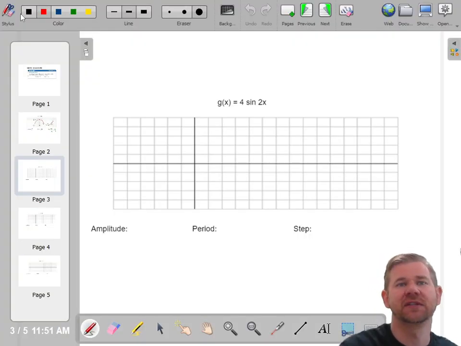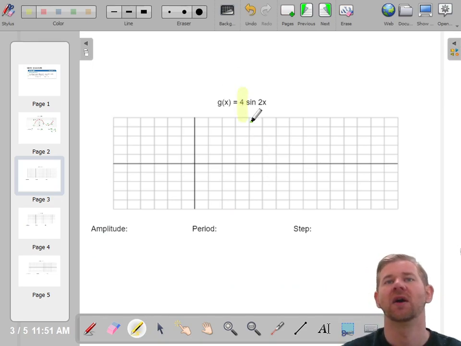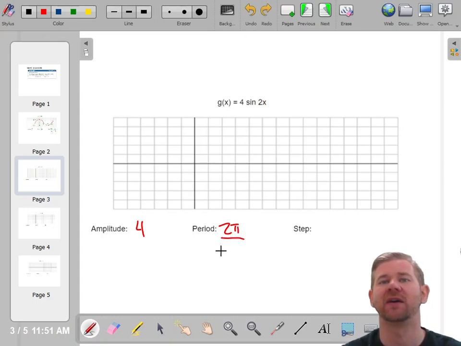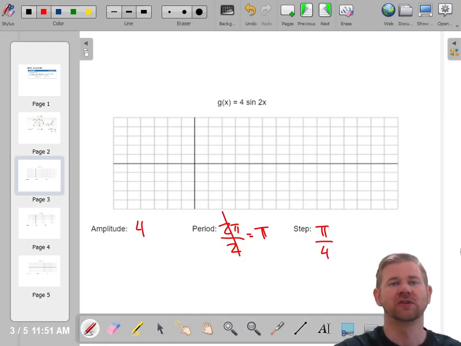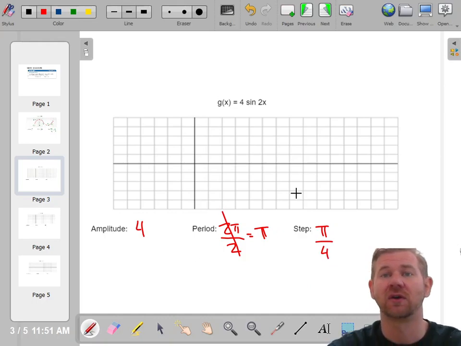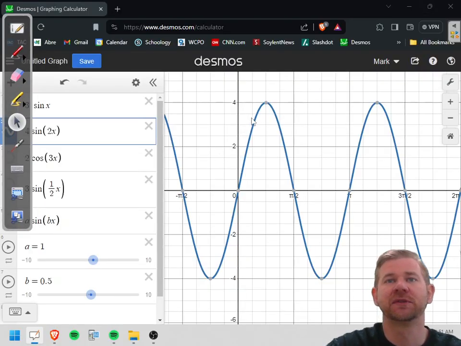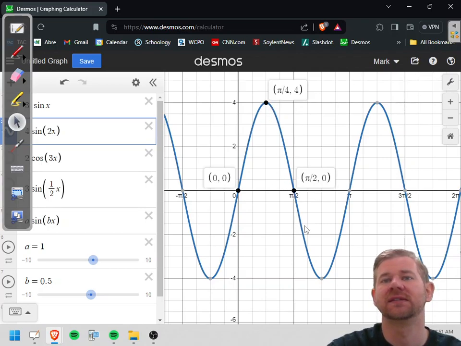Let's analyze it first. The amplitude is the a value, that's 4, and the period is supposed to be 2 pi, but in this problem there's a b value, so 2 pi over 2 makes the period 1 pi. And if the step is always 1/4 of that, I take the period and I put it over 4. So let's look at the graph and see if this stuff is all lining up correctly. The amplitude is 4, yeah, that's 4 above the midline, that looks good. The period is supposed to be pi, so you can see I've got my tick marks and they end at pi, so that's good.